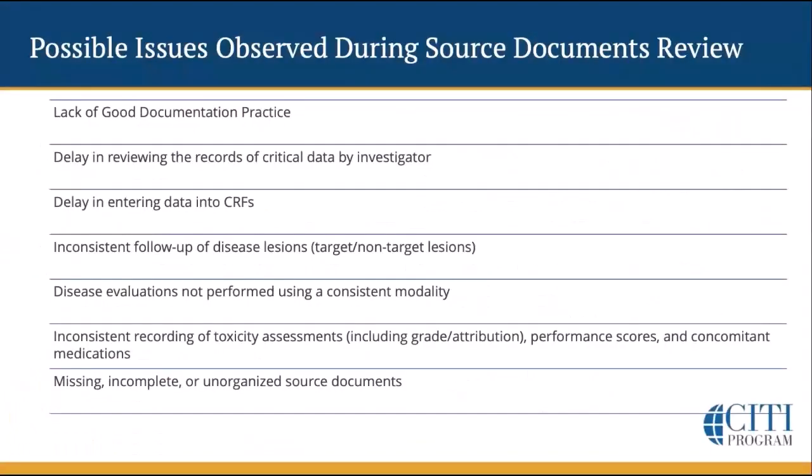Some of the possible findings observed by a CRA while reviewing the source documents may include lack of good documentation practice, delay in review of critical data by the investigator, data not entered into the case report forms, or a delay in completion of the case report forms, inconsistent follow-up of the disease lesions that may include target and non-target lesions, disease evaluation not performed using the same modality, inconsistent recording of the toxicity assessment, performance score, and discrepancy in recording of dose, frequency, and route of administration of the concomitant medication.